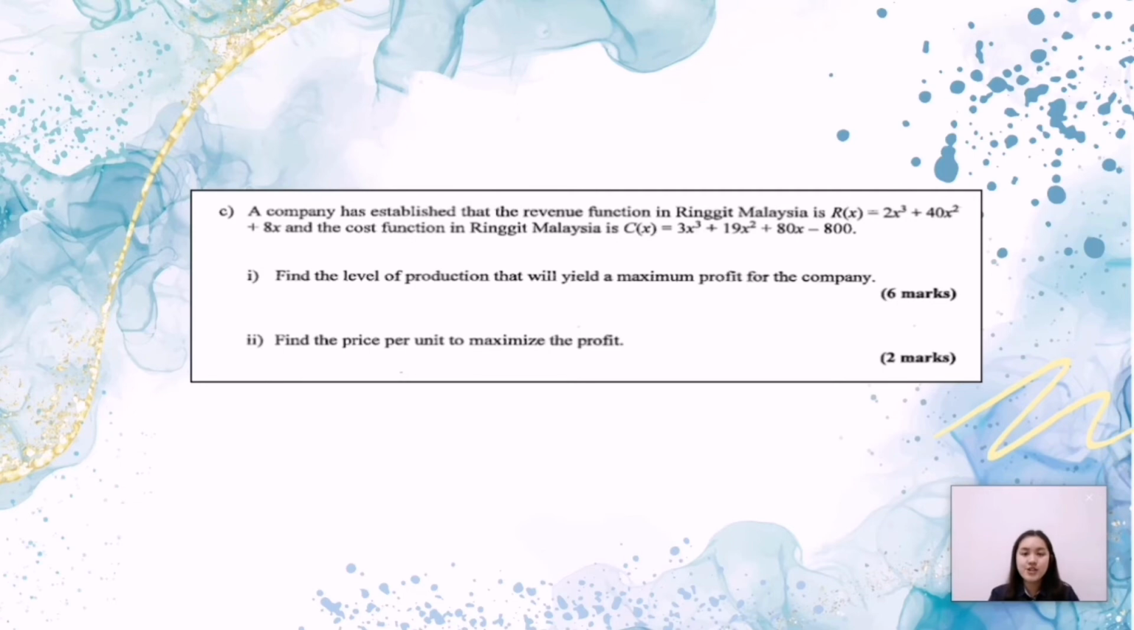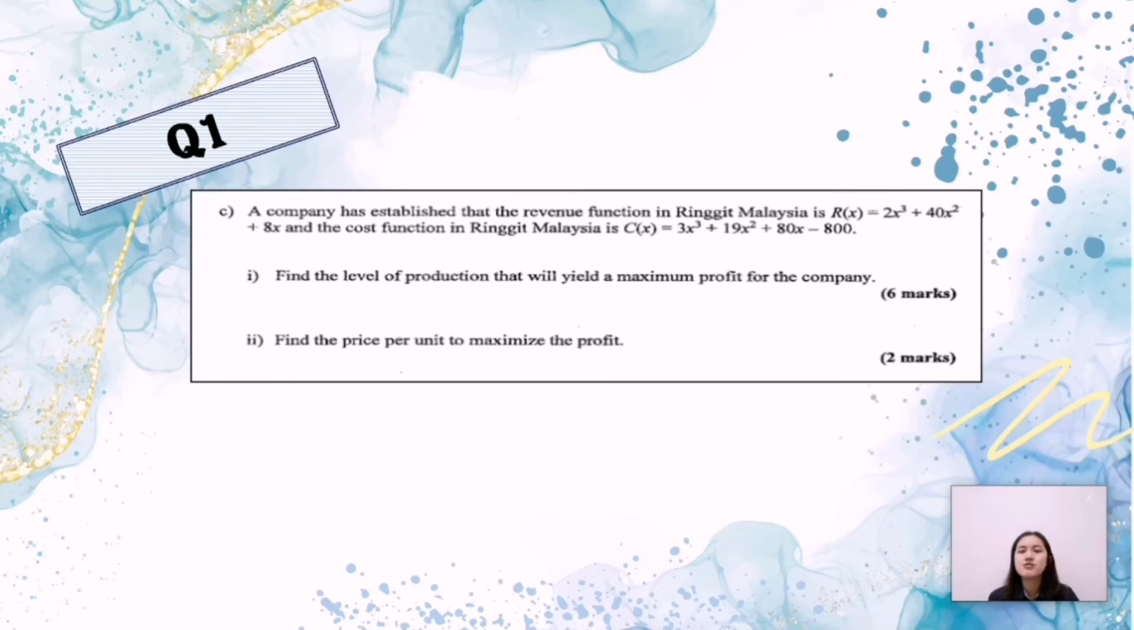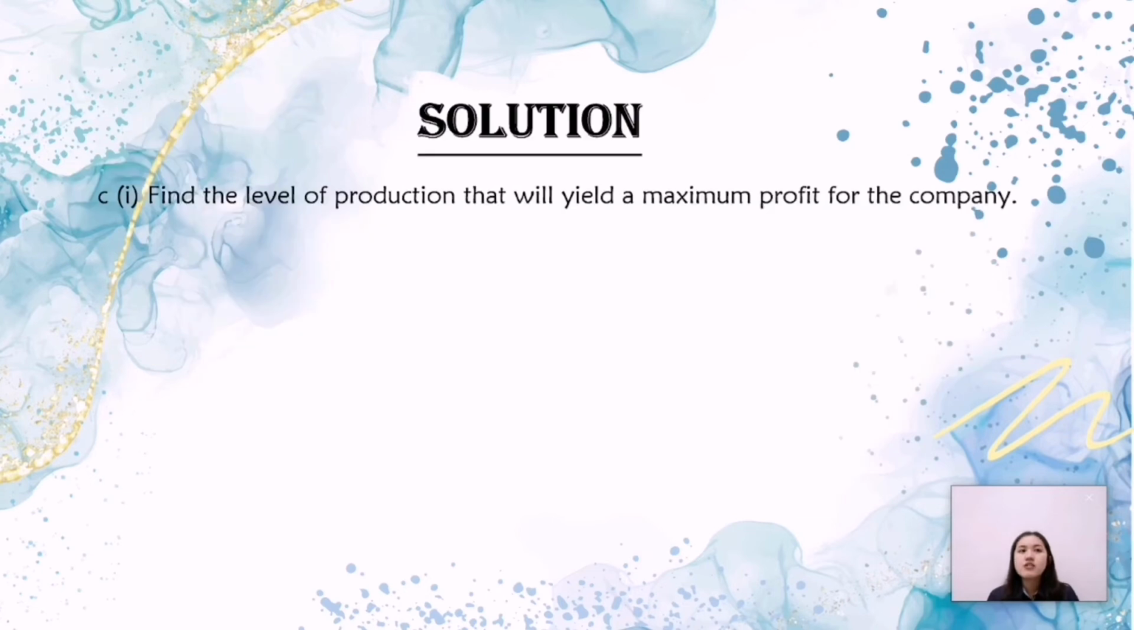So now let's look at the third question, which is question 1c. A company has determined that the revenue function in Ringgit Malaysia is 2x cubed plus 40x squared plus 8x, and the cost function in Ringgit Malaysia is 3x cubed plus 19x squared plus 18x minus 800. In this question, we want to find the level of production that will yield a maximum profit for the company and find the price per unit to maximize the profit. Let us look at the solution.